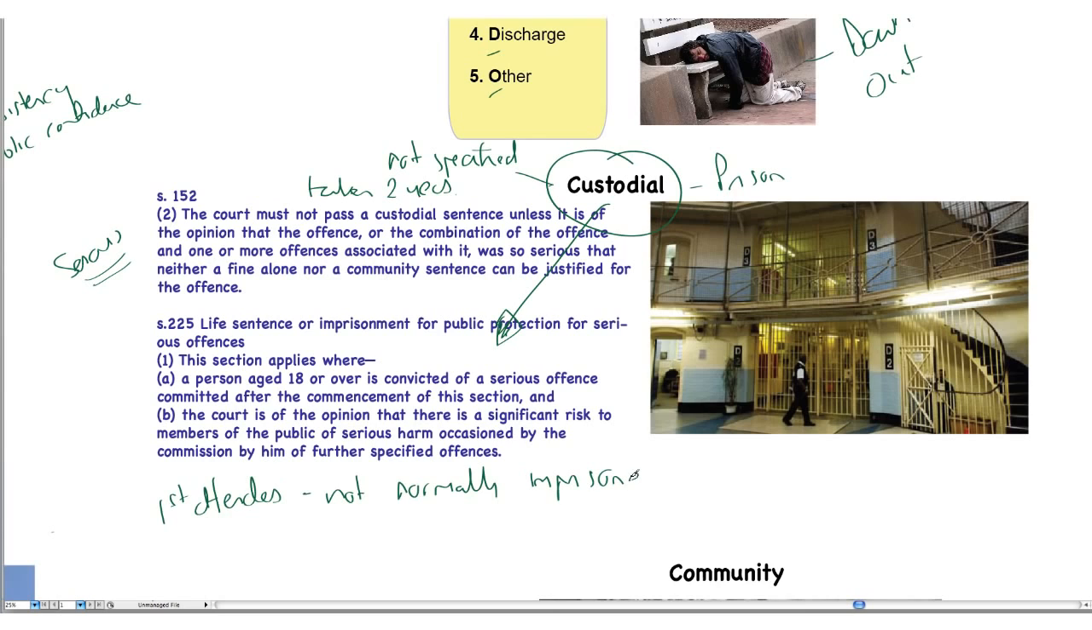All right, so first offenders are not normally imprisoned unless they are serious cases. So murder, of course, would have to be, rape would have to be, GBH with intent would have to be. But the use of imprisonment has been increasing. England and Wales had 142 people out of every 100,000 behind bars in early 2005.